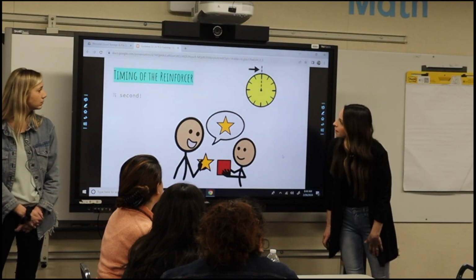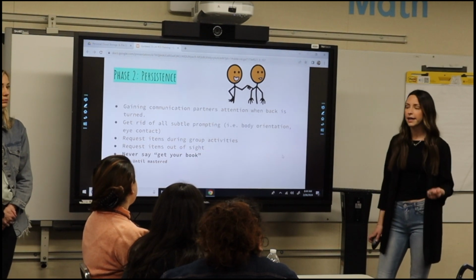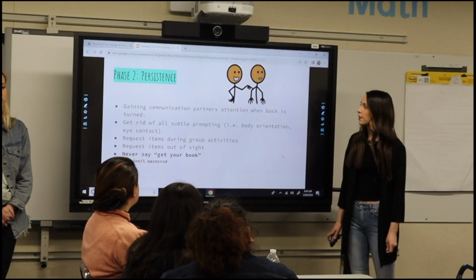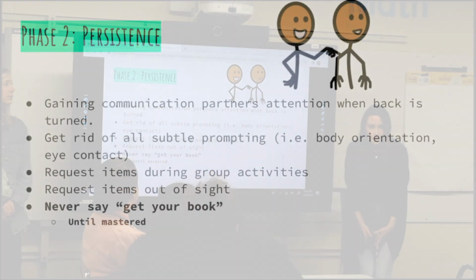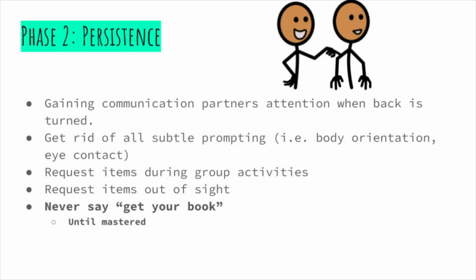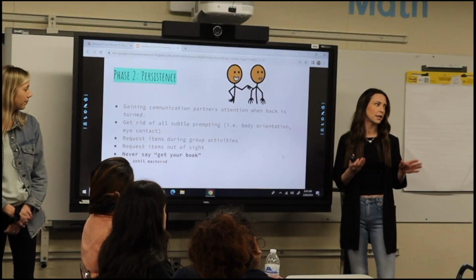We know it's half a second, okay. So the persistence, we're gaining that attention. Again, like the back is turned. We're gonna get rid of all the subtle prompting. So we're not gonna look at them. We're not gonna be right there with them, focused on them. We're gonna kind of look away. If they want that squishy ball, they want that squishy ball. And some kids don't have that ability, so we're teaching them to let us know that they want that squishy ball. So we want them to come get our attention.